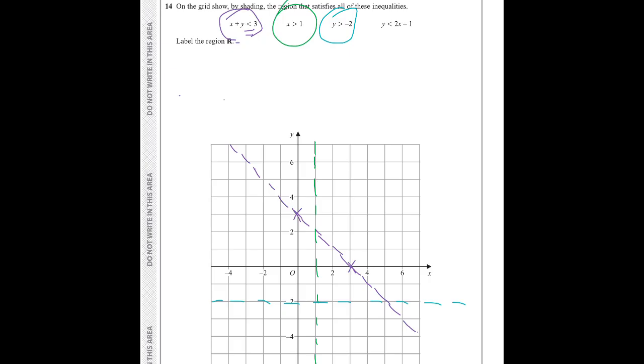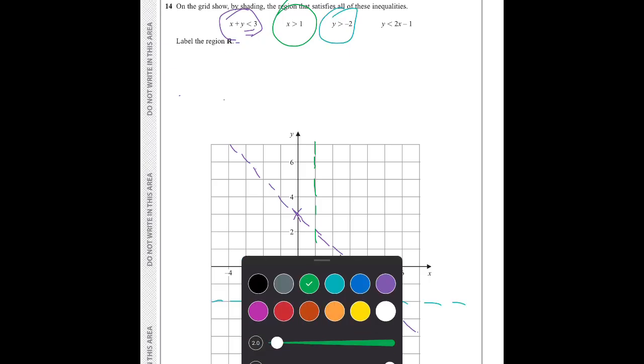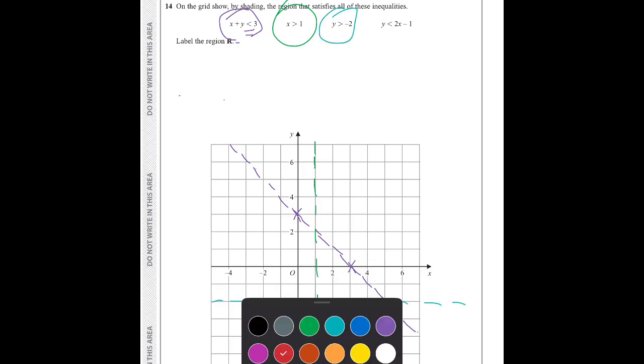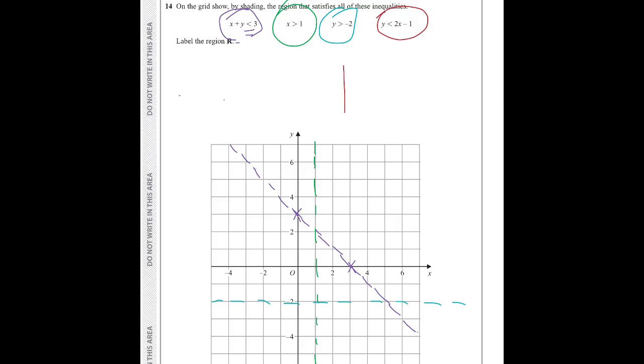And last but not least, this is probably the trickiest one to draw. You might even need to do a table of values for this last one. So again, pick different values of x. Pick easy ones like 0, 1, and 2. You're just timesing by 2, taking away 1. So 0 times 2 is 0, take away 1 is -1. Next one, 2 times 1 is 2, take away 1 is 1. And lastly, 2 times 2 is 4, take away 1 is 3.